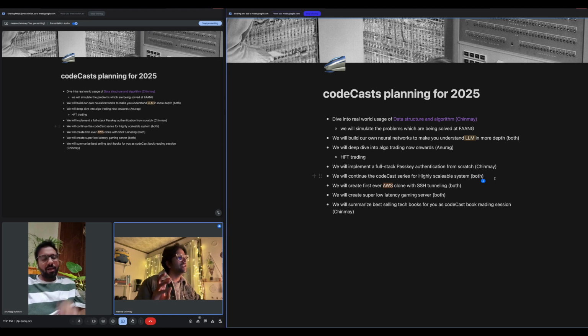It covers DSA, passkey authentication, then AWS, then low latency server, then books, and then LLM, which is AI, then trading. So all the trending topics and all the traditional topics. We are covering everything, traditional as well as trending. Passkey authentication, high latency gaming server, SSH and trading. These terms are highly trending these days.